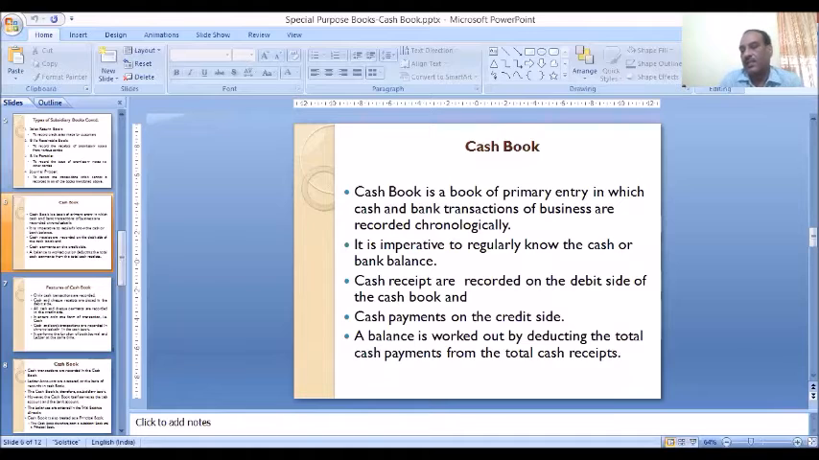Then cash receipts are recorded on the debit side of the cash book. As per the rule of debit and credit, all cash receipts are recorded on the debit side and cash payments are recorded on the credit side. A balance is worked out by deducting the total cash payments from the total cash receipts, and by applying the rule of accounting, we can find whether there is any deficit or not.